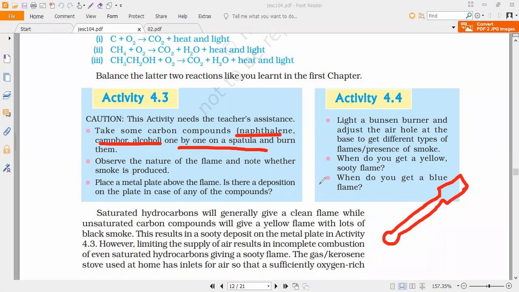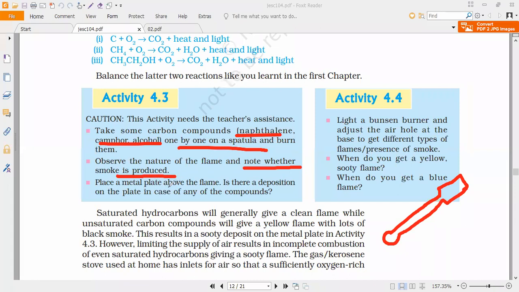So now from this activity, definitely one question will come. There is more probability of a question from this activity, so that is why concentrate on this activity. Now observe very carefully. We have to take some carbon compounds like naphthalene, camphor, alcohol one by one on a spatula and burn them. Observe the nature of the flame and note whether smoke is produced or not. That is the primary thing.